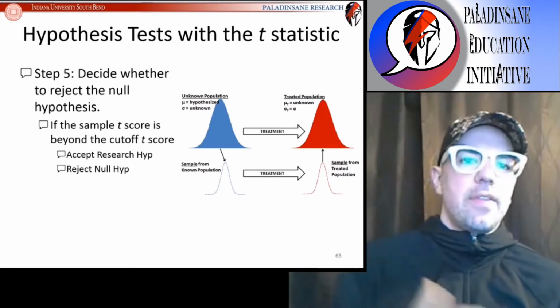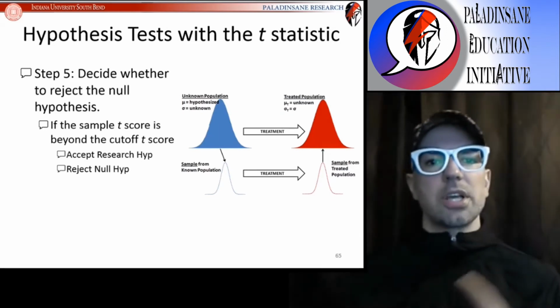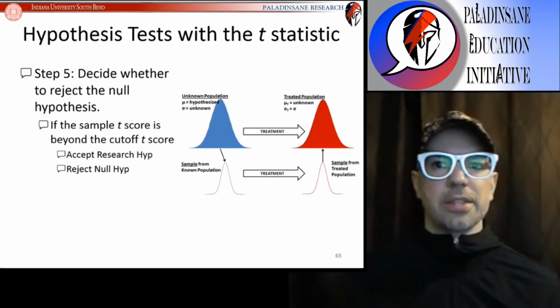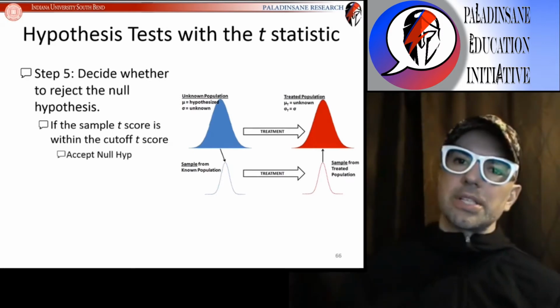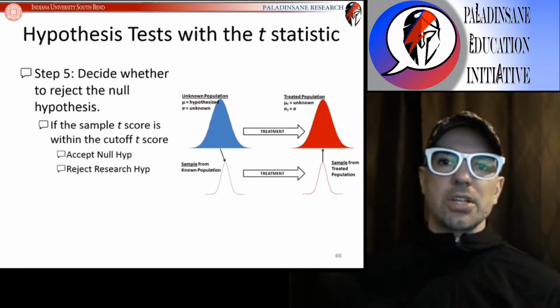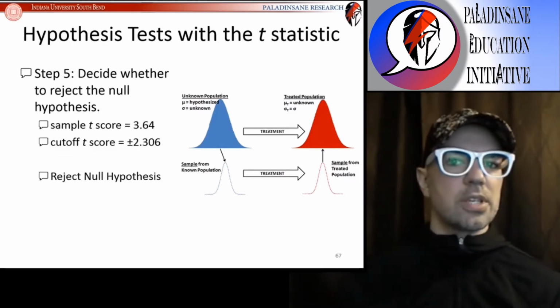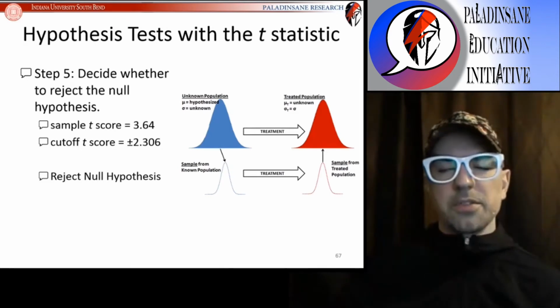Make sure that you continue to draw out your t-statistic, draw those lines, find out where your sample is, and then determine if the sample t-score is beyond the cutoff t-score. If so, we're going to accept the research hypothesis and reject the null hypothesis. If the sample t-score is within the cutoff t-scores, we're going to accept the null hypothesis and reject the research hypothesis. As it turns out, our sample t-score is 3.64. That went beyond our cutoff t-score of 2.3.